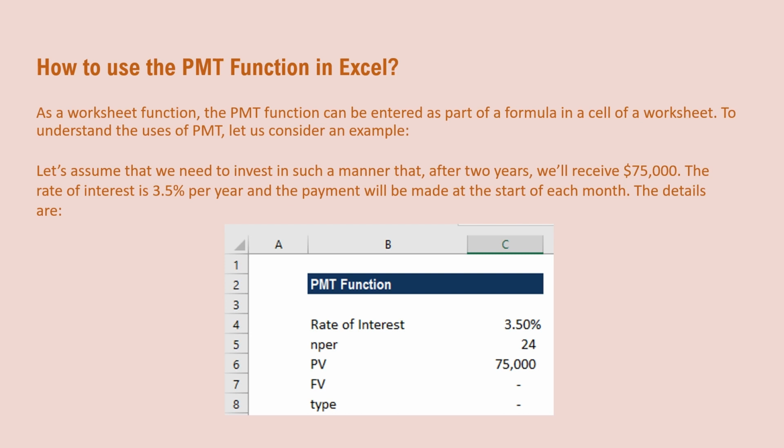The details are: you have the rate of interest, which is 3.50%, which is given already. You have NPER, which is 24, and PV, which is the present value, or the total amount that a series of future payments is worth, which is 75,000.